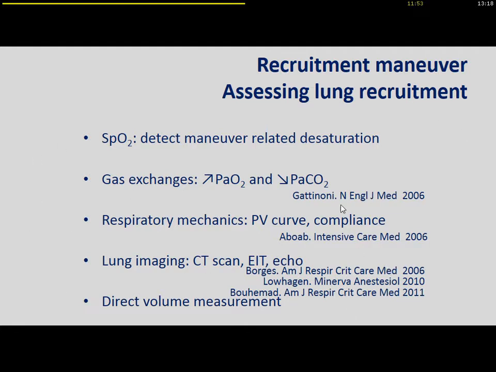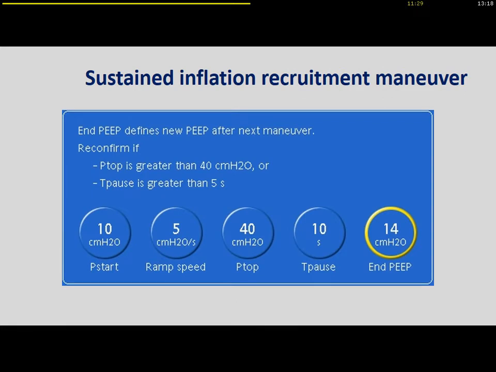We can look at the respiratory mechanics, doing another PV curve, or looking at the compliance, but there are a lot of pitfalls in assessing recruitment by looking at the compliance of the respiratory system. We can use lung imaging, again, CT scan, EIT, or echo. Probably we can assess recruitment by this. And we can also use a direct volume measurement. I will show you what I mean.